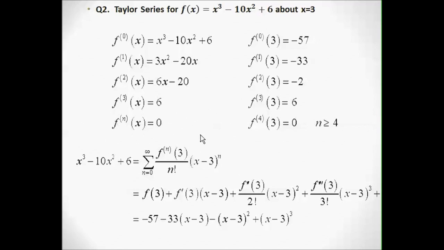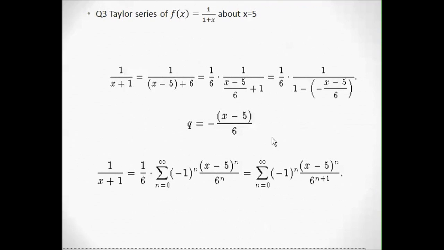Since f^(n) is equal to 0 beyond this point, as you can see here, you just put in up to f to the power of 3, and that's it. That's all for this question. It looks pretty complicated at first, but it's actually pretty simple. I'll move on to question 3.